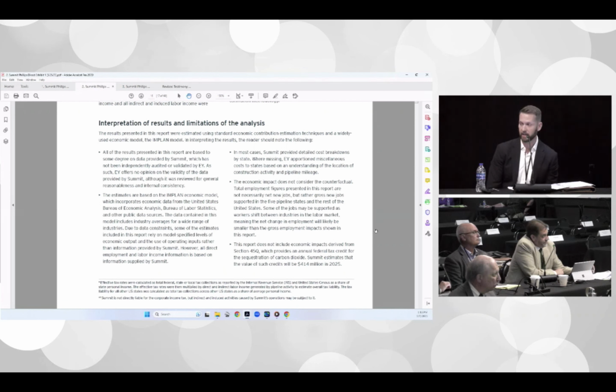I have no opinion on that. As part of our exercise, because we're not engineers or construction cost consultants, we had no role in validating the construction cost data.